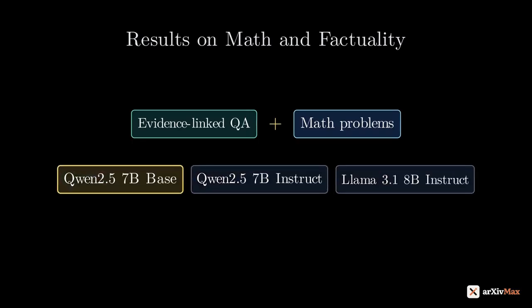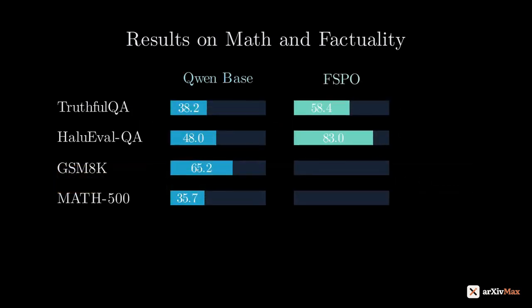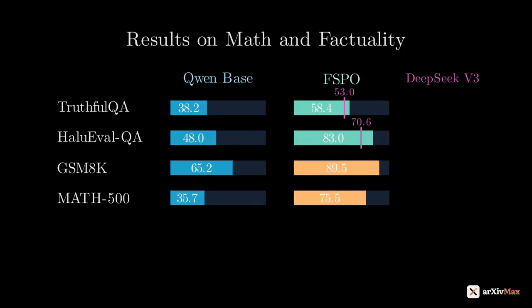They use Qwen 2.5 7 billion base and instruct versions, and Llama 3.1 8 billion instruct. On hallucination benchmarks, FSPO dramatically reduces error. For Qwen base, TruthfulQA rises from 38 to 58%, HaluEval from 48 to 83%, both surpassing even DeepSeek V3. On math, GSM8K rises from 65 to 89%, and MATH500 from 36 to 76%.